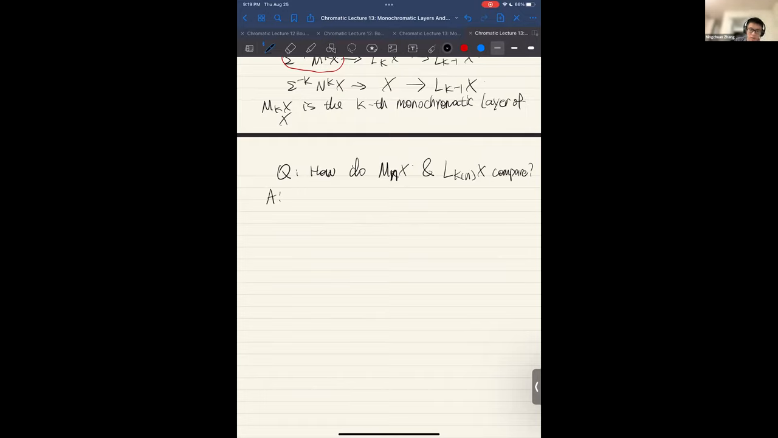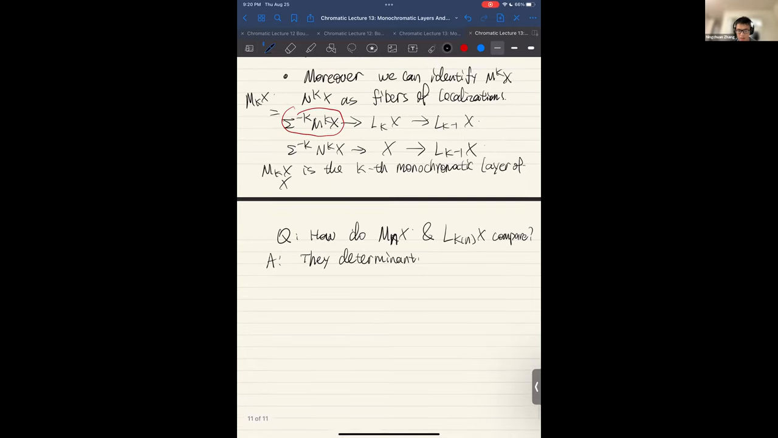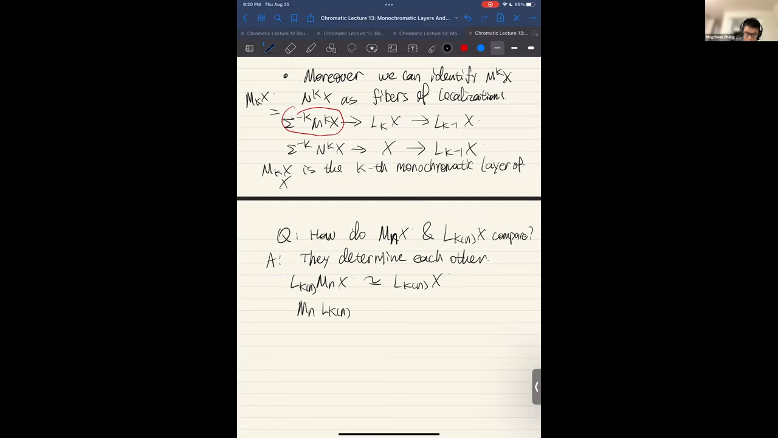Well, the answer is actually that they determine each other. I guess this is really not surprising if you think about this M_n as the fiber and you think about that pullback square, they determine each other. Namely, if you K_n-localize this monochromatic layer, this is just the K_n localization. Likewise, if you take the monochromatic layer of the K_n localization of X, this is just the monochromatic layer of X.